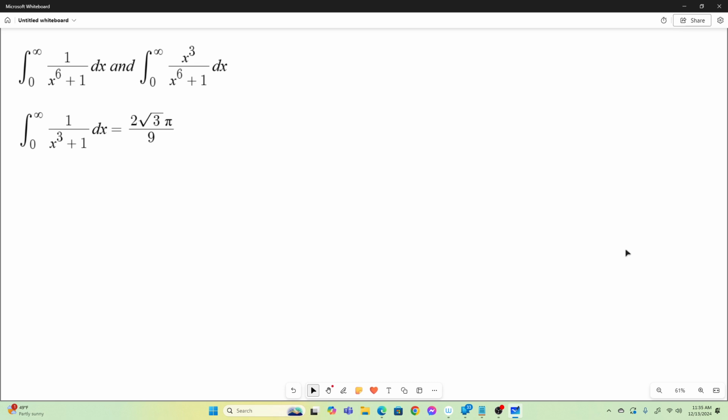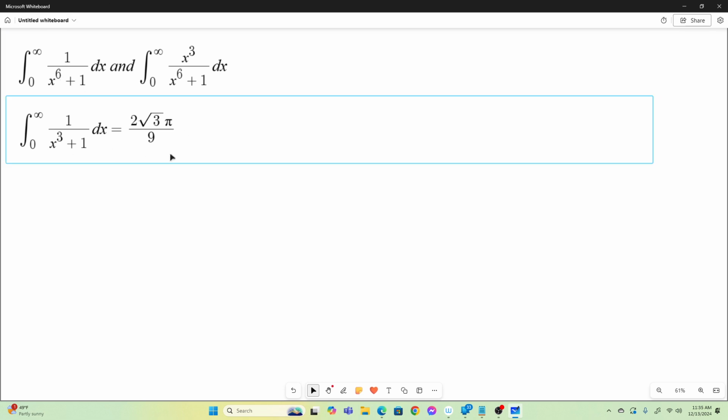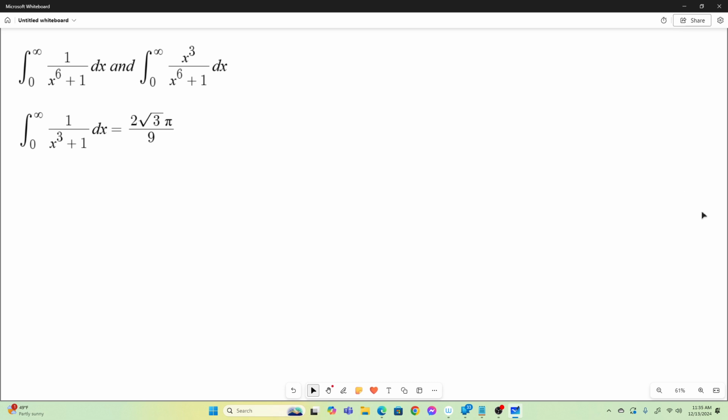You can evaluate that with standard integration techniques, and you can actually evaluate these with standard integration techniques also, although I wouldn't recommend it. It would be extremely time consuming. This one is time consuming enough, but like I said, we're going to start there.